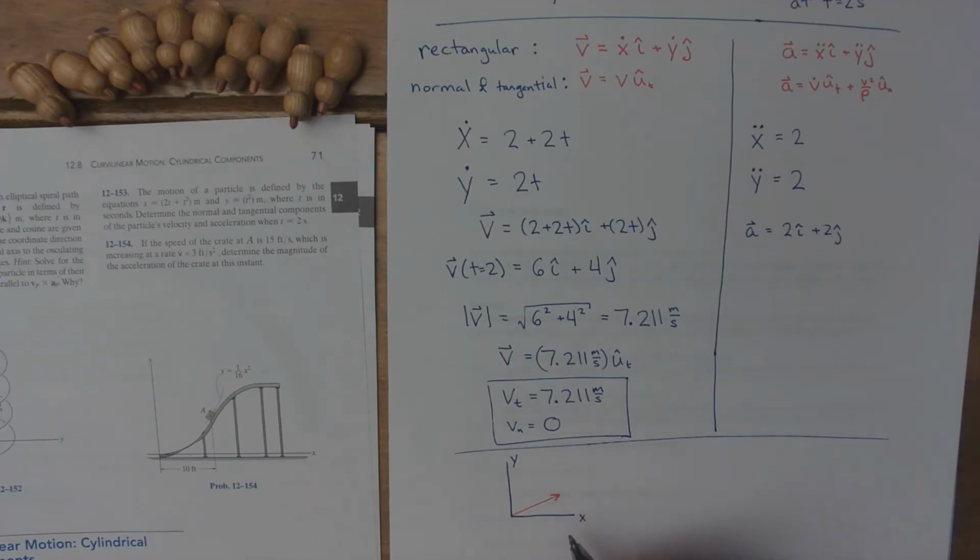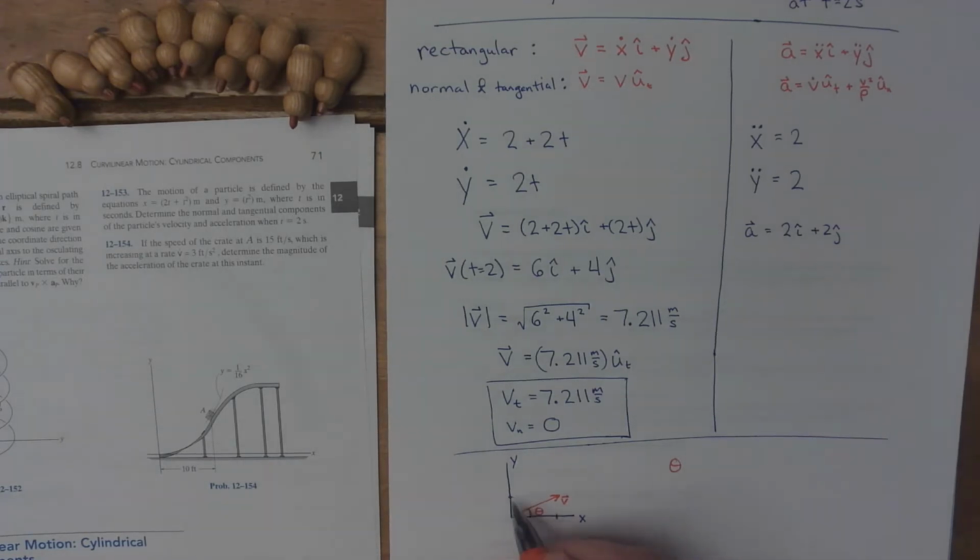I'm not going to be too concerned with getting the direction exact, but the velocity vector is going to look something like this. I'm also going to be kind of tight on space here. But there's our velocity vector, and the angle here is theta, and I said I was going over 6 and up 4. I can try and put that on the figure. I might regret this later when I run out of room, but there we go.